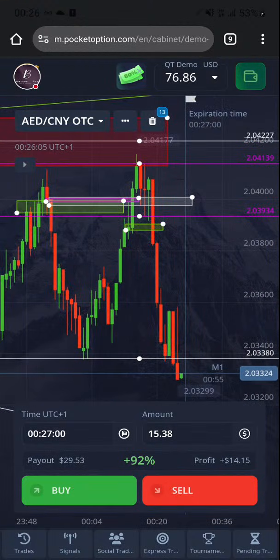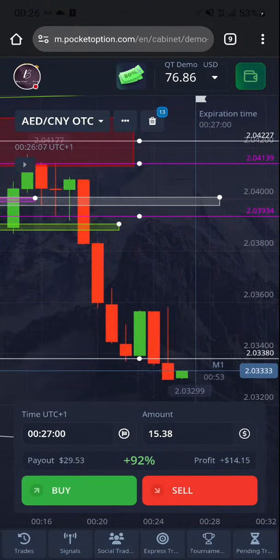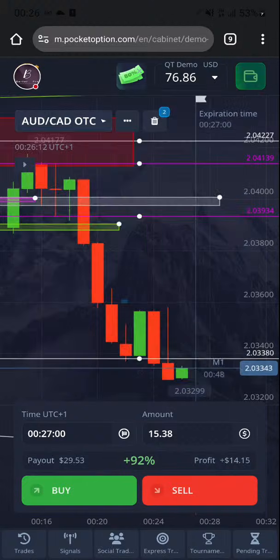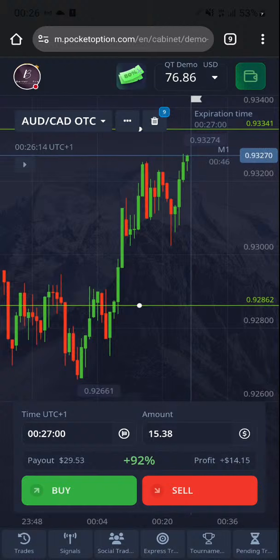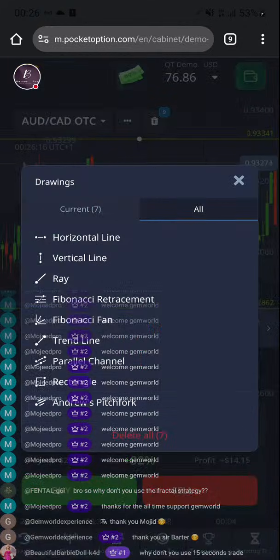I was expecting the buyers to come in here, but the sellers took over the market down here. So let's look for another opportunity in the market. Let me clear all this quickly.